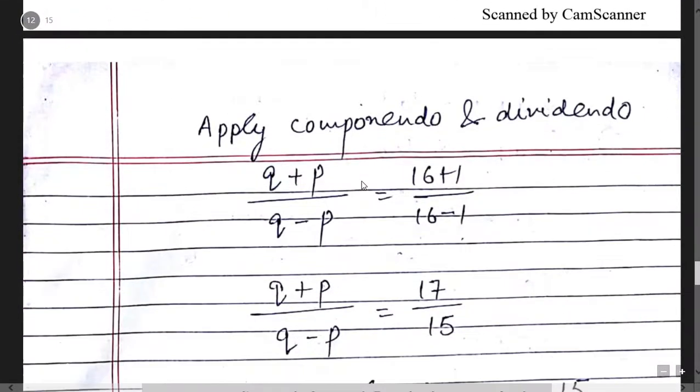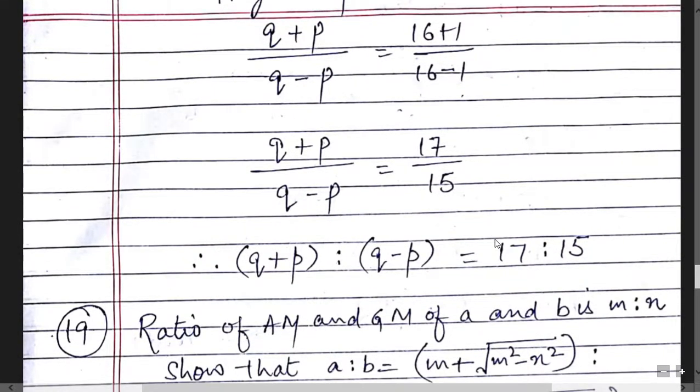Now you have to find out some ratio Q plus P divided by Q minus P. Apply componendo and dividendo. You can write Q plus P over Q minus P as 16 plus 1 over 16 minus 1. Clearly it is 17 divided by 15.